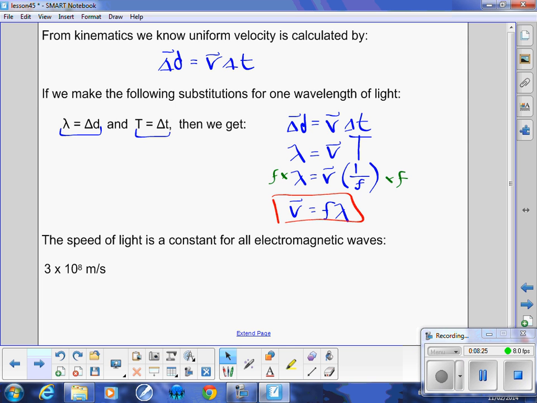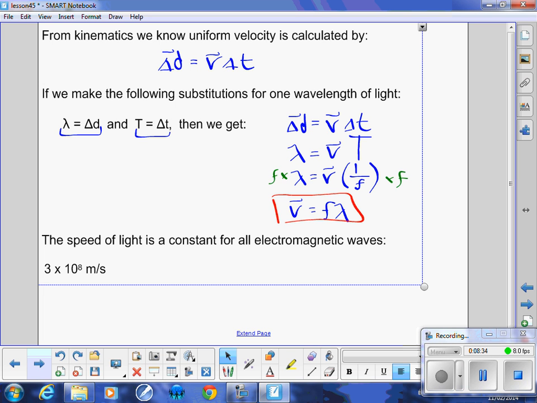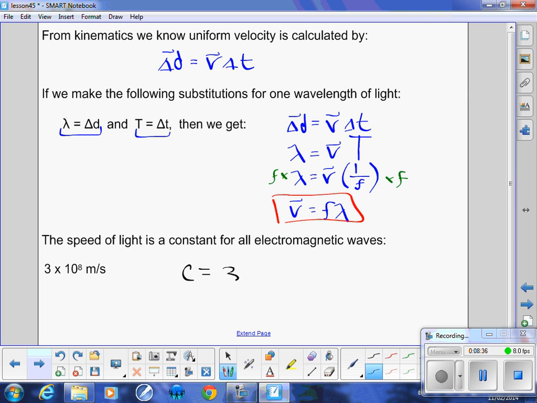And down here below, the speed of light is a constant for all electromagnetic waves. Okay, so c equals 3 times 10 to the 8th meters per second. There we go, and that is for a vacuum.